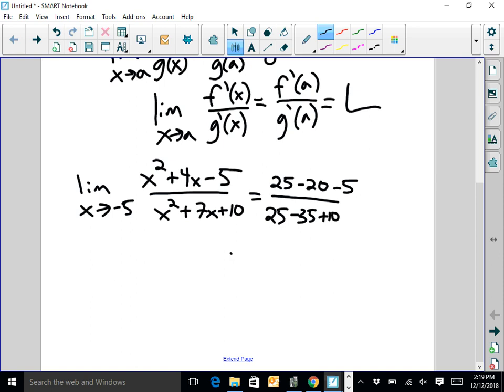Well, 25 minus 20 is 5. 5 minus 5 is 0. And on bottom, 25 minus 35 is -10. -10 plus 10 is 0. So we get 0 over 0. That doesn't mean the limit does not exist. It means there's likely a hole in the graph at that point.